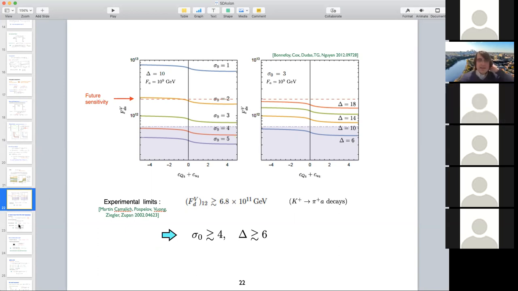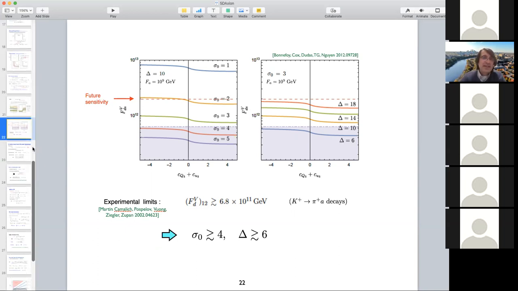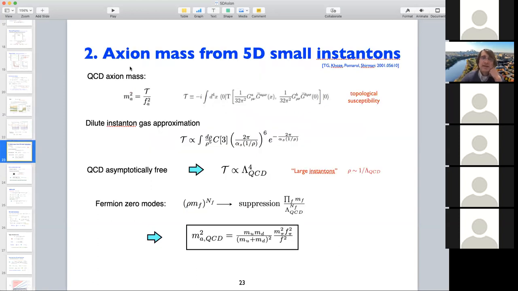Okay, so let me just finish up in the last 12 minutes or so. I just want to give you the idea of the second question I wanted to address, which is also related. This was work done with Valya Koza, Alex Pomeroy, and Yuri Sherman, and this was looking at the axion mass and seeing if you can actually modify the QCD axion mass.